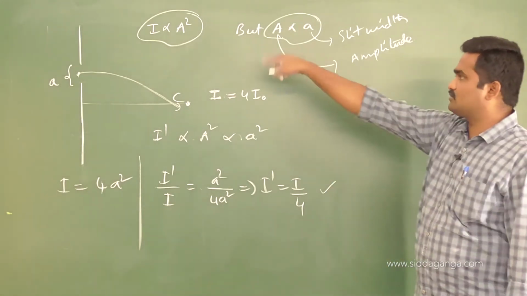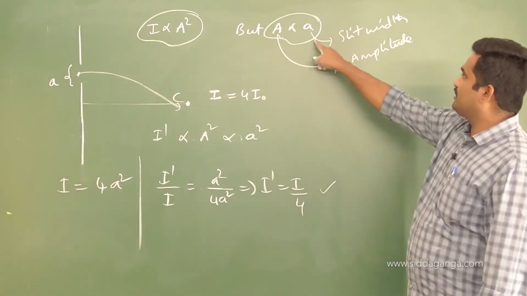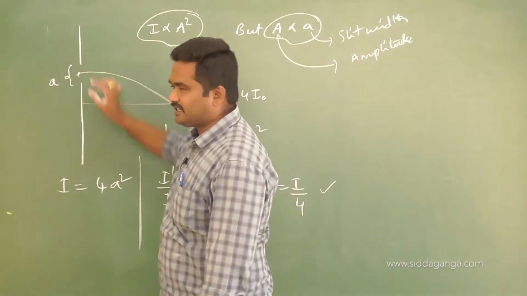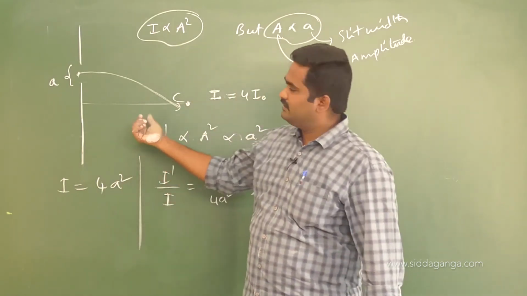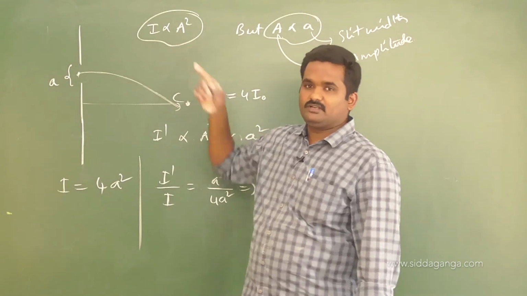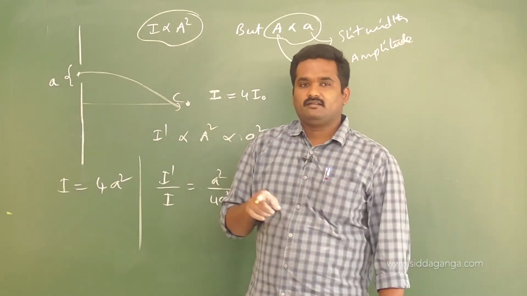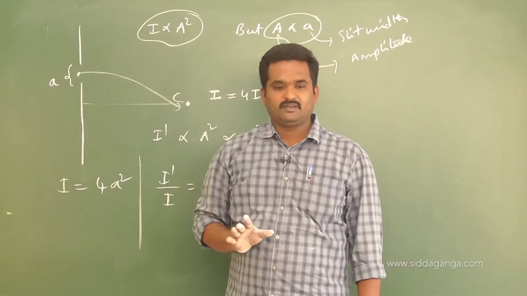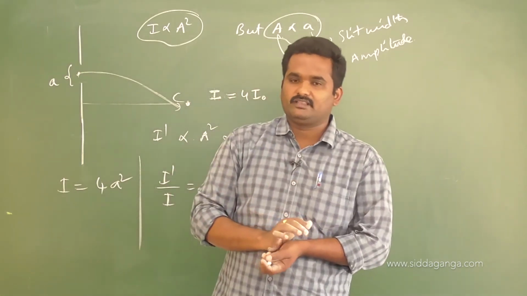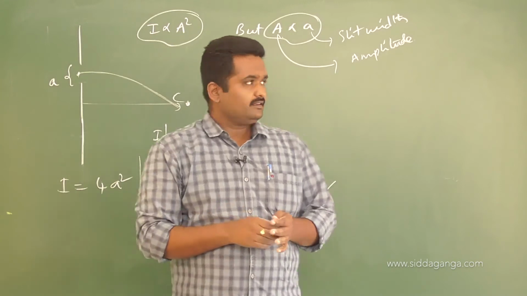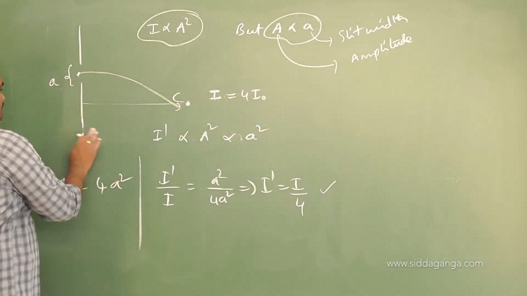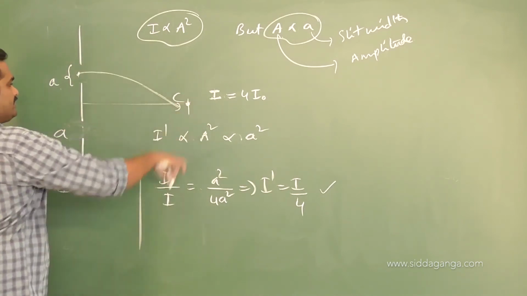Intensity is proportional to the square of amplitude. Once again, amplitude is proportional to slit width. So in terms of slit width, if you want to write the intensity at a given point, intensity is proportional to amplitude square, means intensity is proportional to the square of slit width also, you have to remember this point. If I am going to halve the slit width, what happens to the intensity at that point? They will ask that. Earlier, with these two slits being equal, if it is A, even if it is A, the intensity at that point is I, they have given.